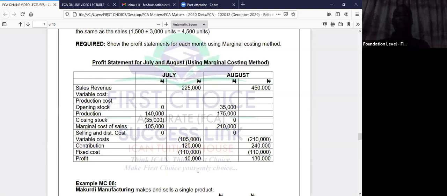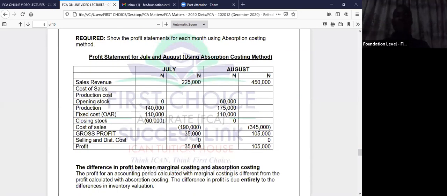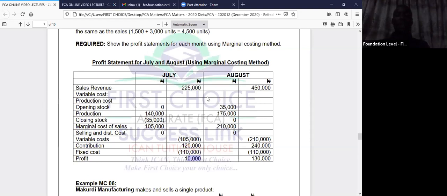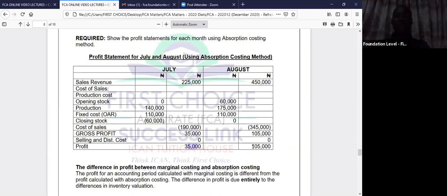If you look at the profit in July is 10,000. The profit in July here is 35,000. It means absorption costing has a higher profit than marginal costing. Now look at August. The profit here is 130 for marginal, for absorption is 105. The same figures we use all through.